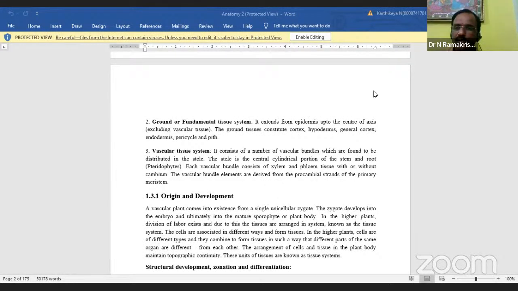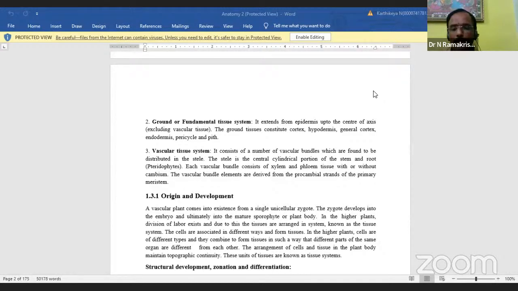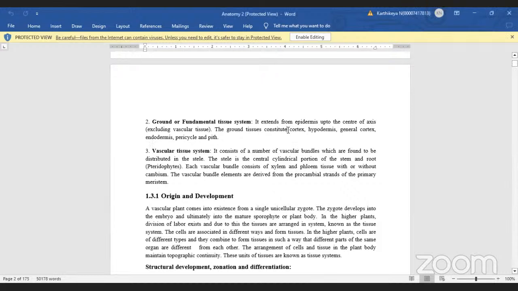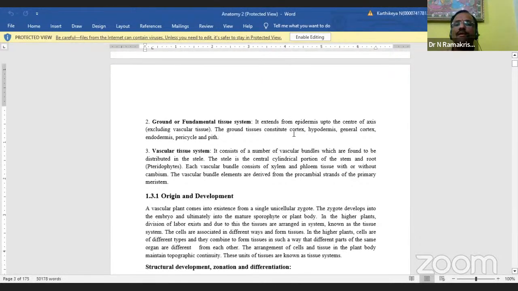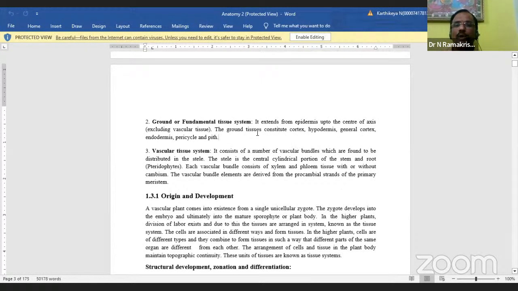The next one, now you see here, is the endodermis. What is the meaning of endodermis? Similarly, pericycle we are also looking at here. Now this is the cortex, first one visible. Second one is the hypodermis. Hypodermis is different, endodermis is different. So hypodermis and pericycle. So next point.